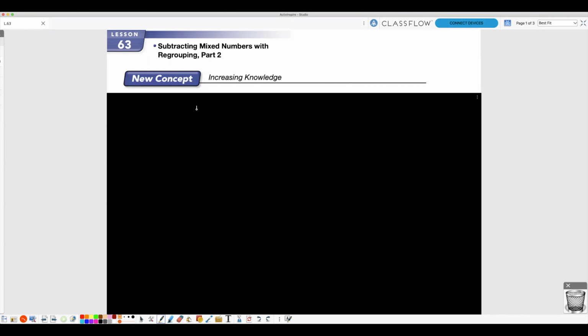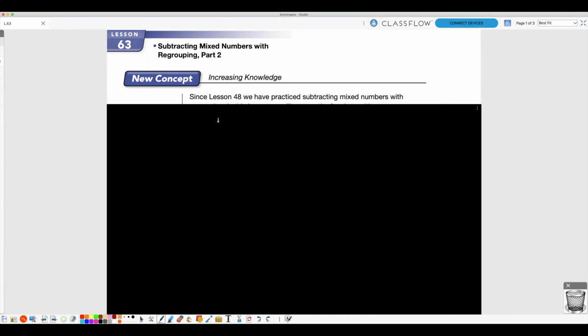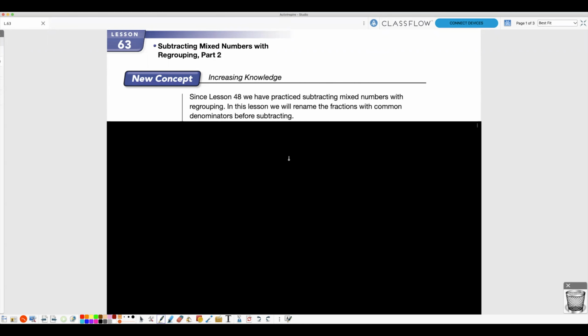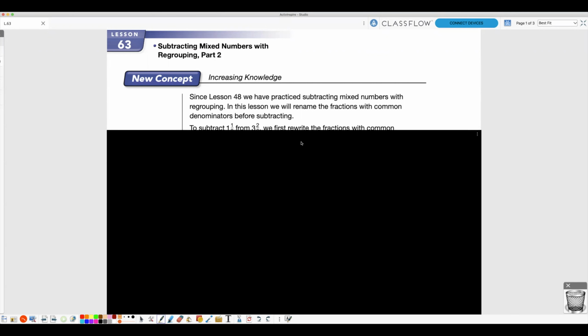Hello and welcome back. This is Saxon Math Lesson 63, Subtracting Mixed Numbers with Regrouping. It's Part 2. Since Lesson 48, we have practiced subtracting mixed numbers with regrouping. In this lesson, we'll rename the fractions with common denominators before subtracting.